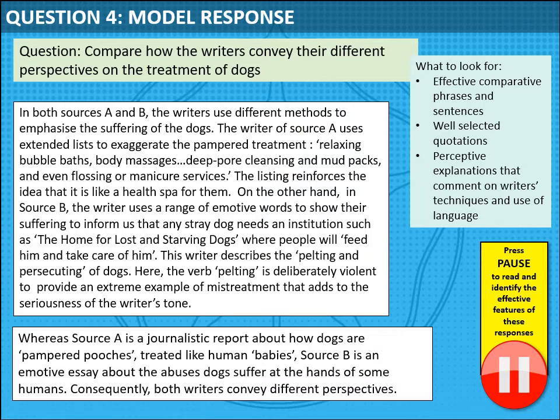Read the model responses in your workbook for question 4 and highlight all the effective features that have been used. While you're highlighting, you should be looking for effective and comparative phrases and sentences, well-selected quotations, and perceptive explanations that comment on the writer's techniques and use of language. Press pause on the video now to read the responses and identify these features, and then press play when you're ready to move on.